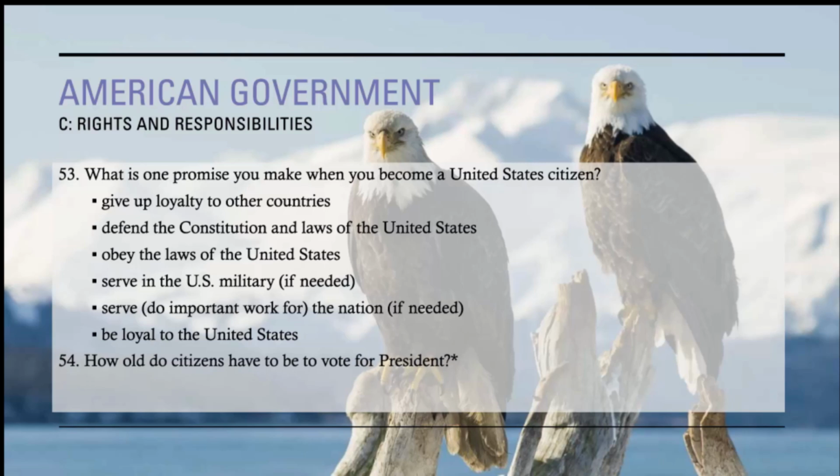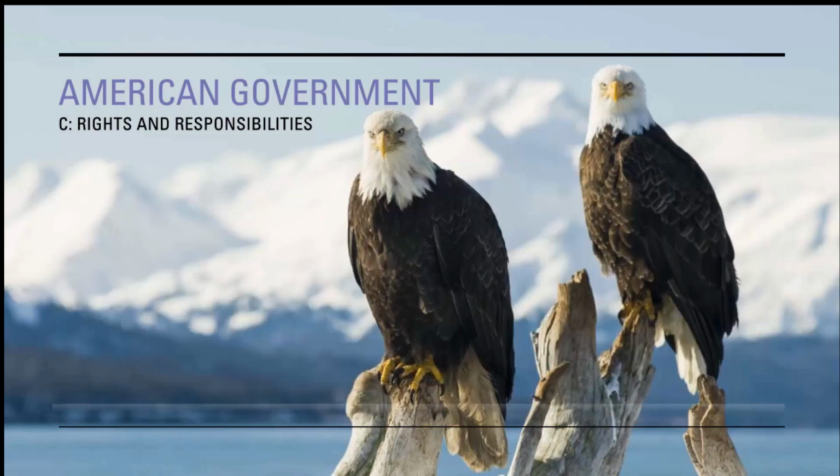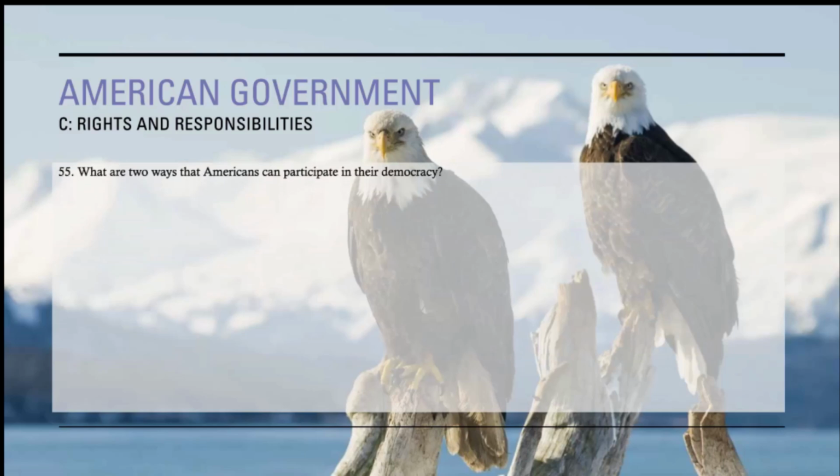How old do citizens have to be to vote for president? 18 years or older. What are two ways that Americans can participate in the democracy? They can vote, they can join a political party, they can help with the campaign. They can join a civics group.